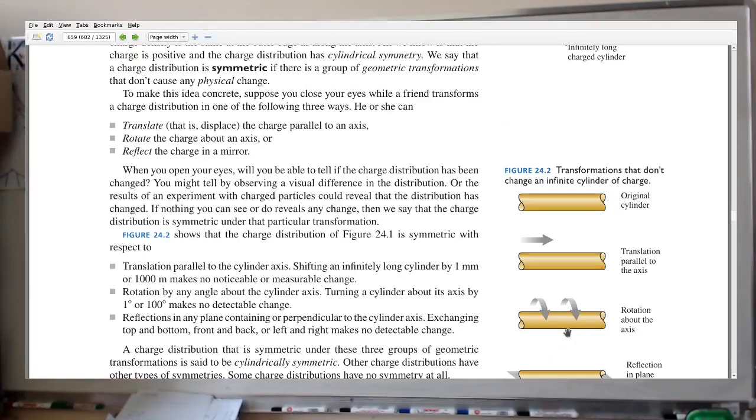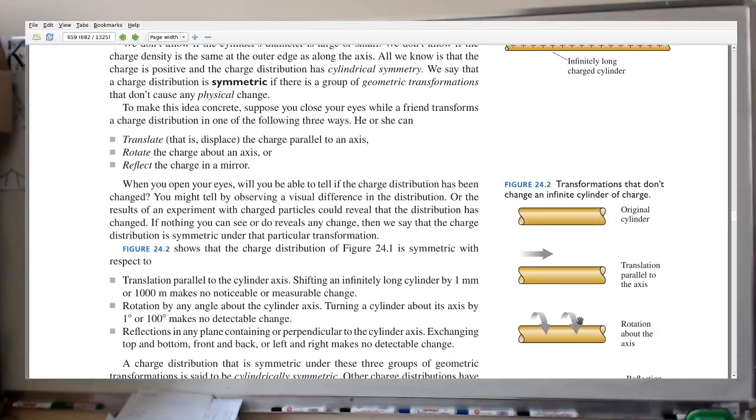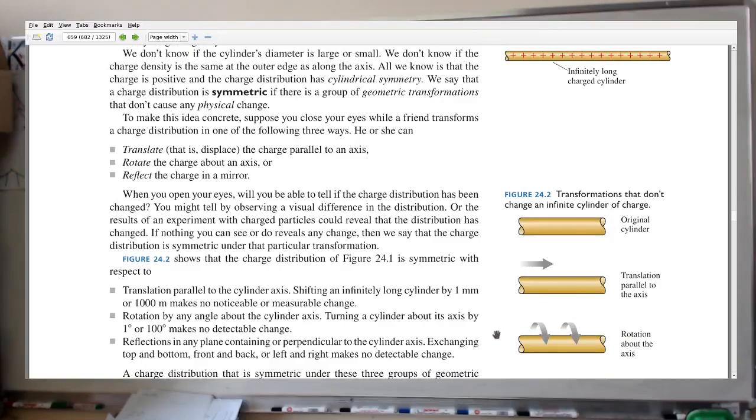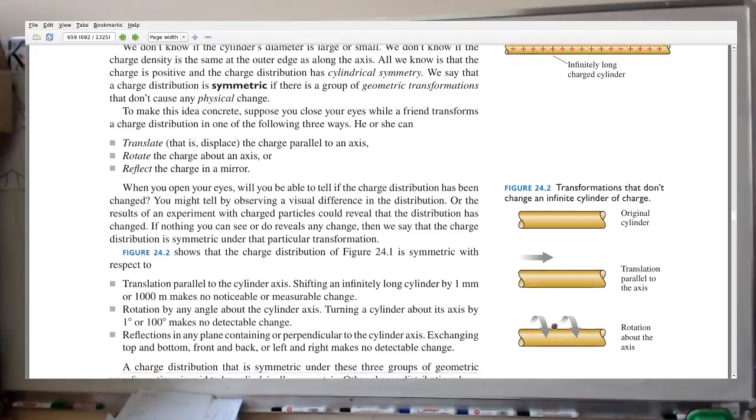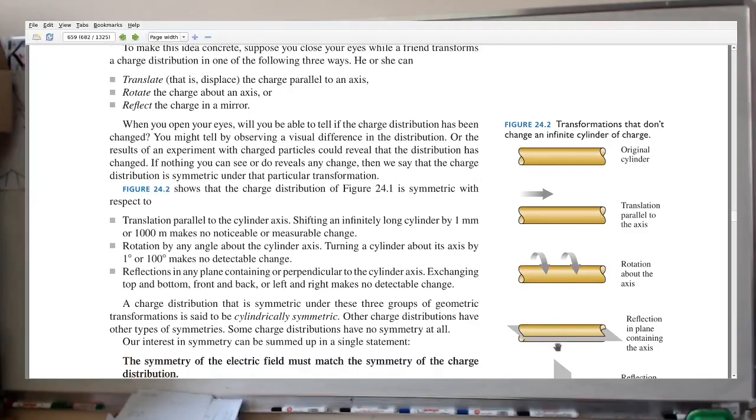You can also rotate around the axis, and again, nothing is going to change. Remember, it's an infinite cylinder, so as you're rotating around the axis, you keep your distance from the central axis line the same. If you do this, you're not going to see anything; it's uniformly charged. You can also have a reflection in a plane containing the axis.